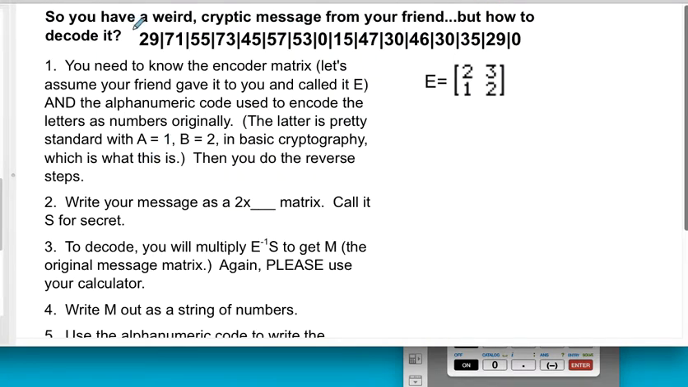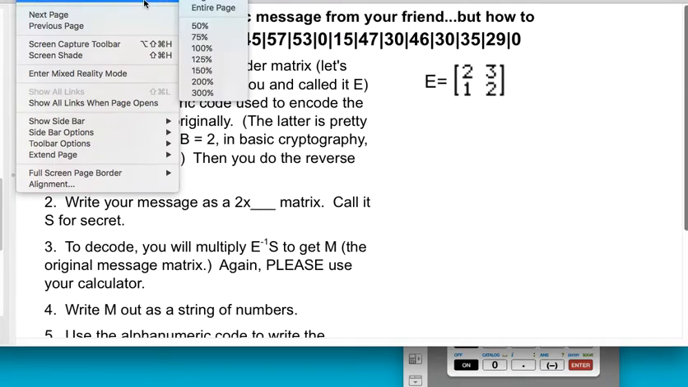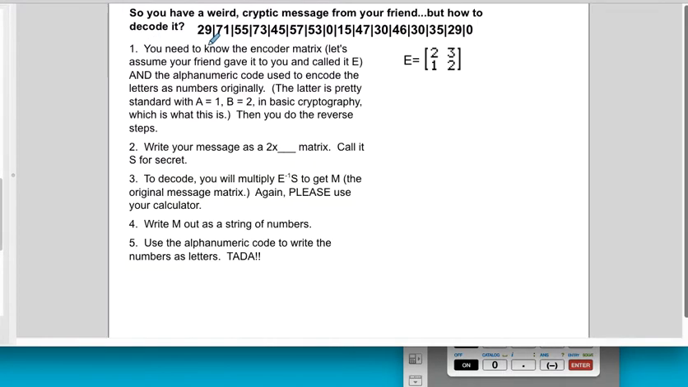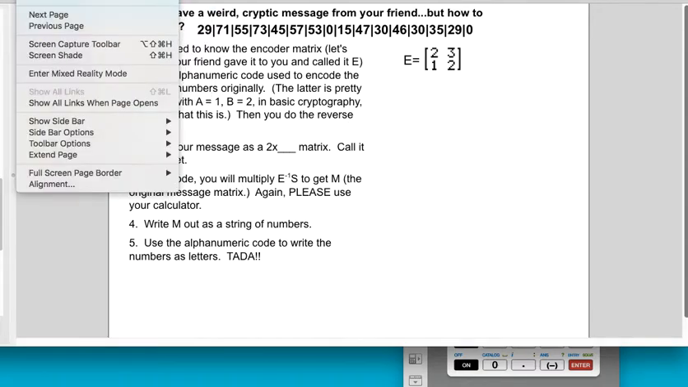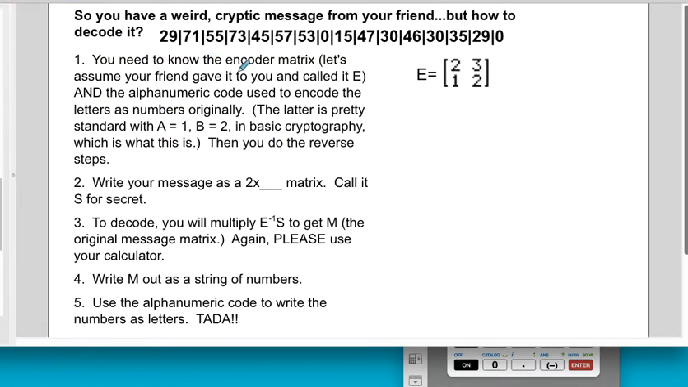So you have a weird cryptic message from your friend. Hang on, I would like to, let's see what 100% gives us. That's slightly better. Let's see where that puts us. Much better.